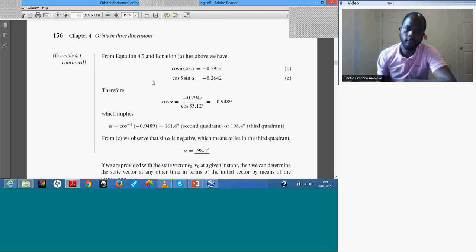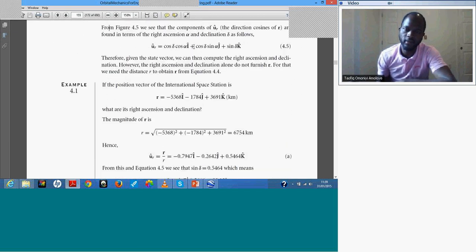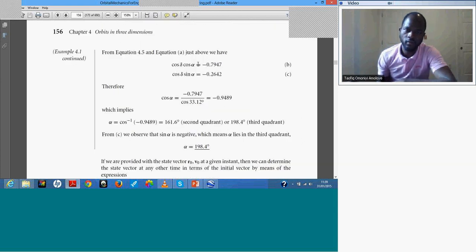So equation 4.5, that is this equation. The cos delta we've already calculated from delta, so you know what cos delta is, and cos alpha will be equal to what equation 4.5 gives. But alpha might have a quadrant ambiguity because it varies between 0 and 360 degrees. So to know which one we are talking about, we need to see the sign of sine alpha.